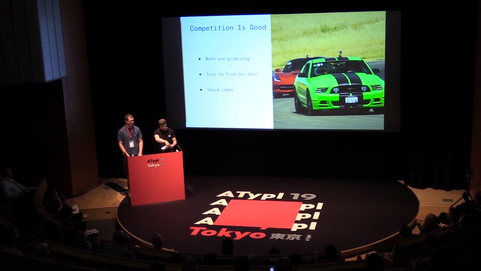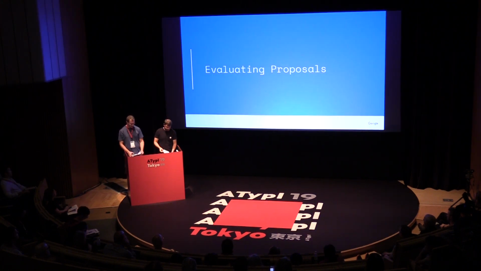Both options look promising, and there's currently no clear winner between the two. This is a good thing. We can race the two solutions against each other in order to figure out which one works best. By testing both, we can learn things from each approach that can be incorporated into the other. All right, so we have multiple proposals, but we need to get to the point where we have just a single winner.